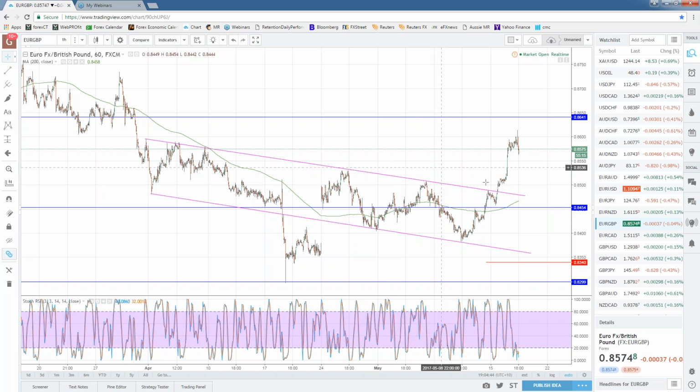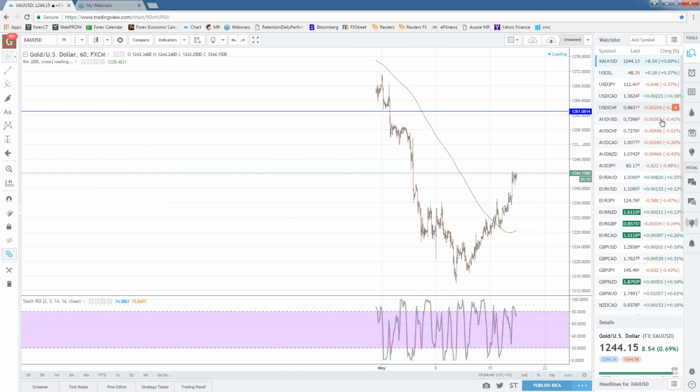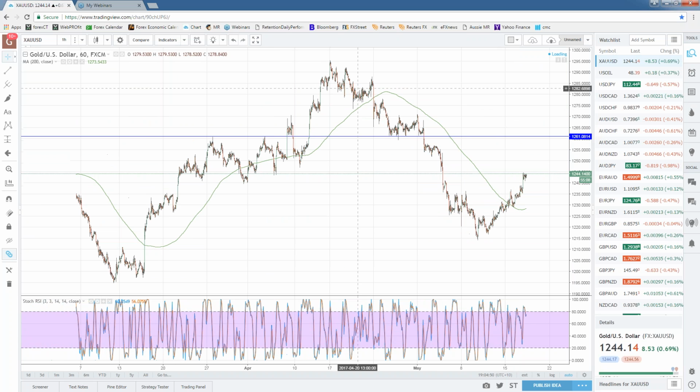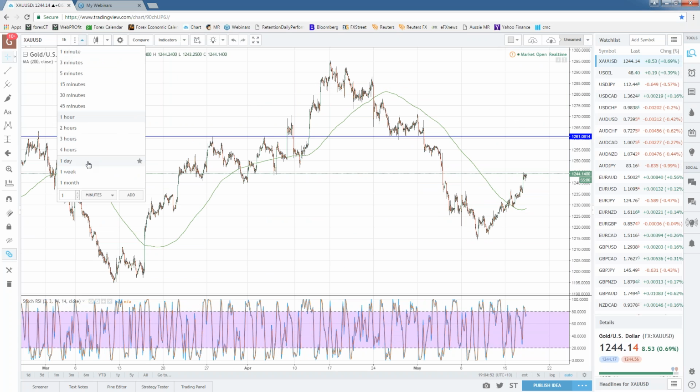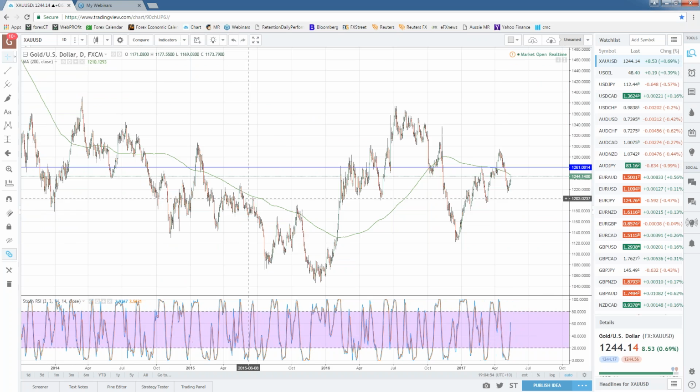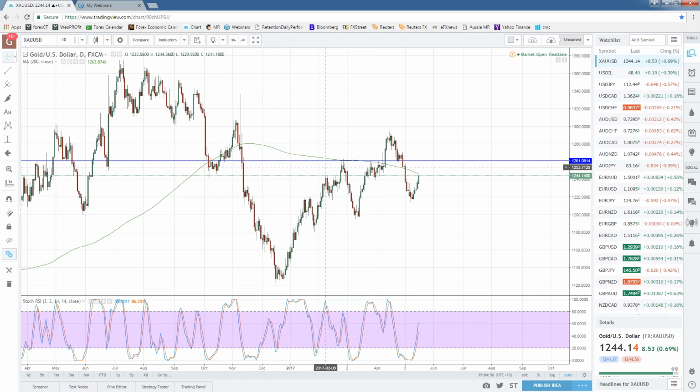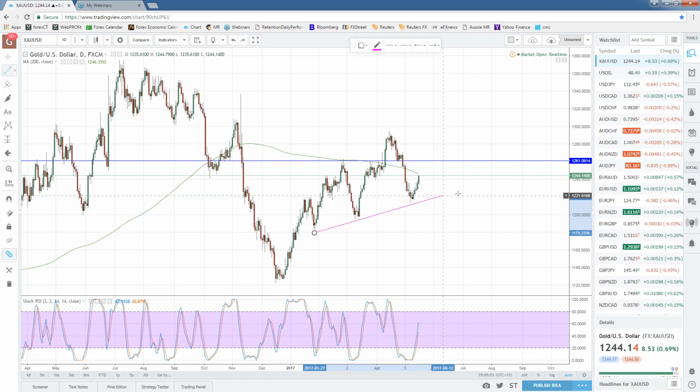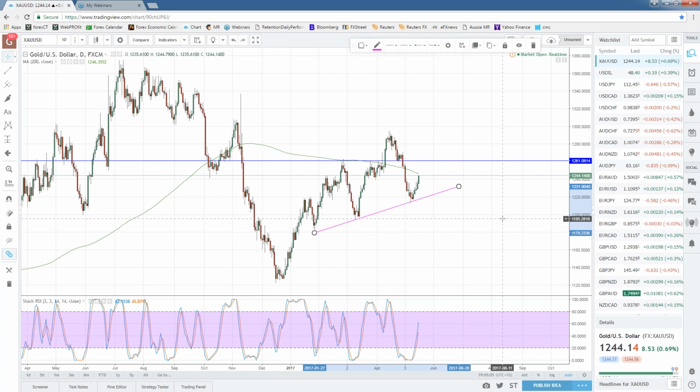Now that's Euro GBP. We'll look at gold. We had a look at gold last week, and we'll have a look at it again today. So we put it on the daily and zoom out. If you can spot a nice trend on the daily, it's usually stronger. So now we can see that gold. If we grab our trend line again, start from down here, and draw that in like that.